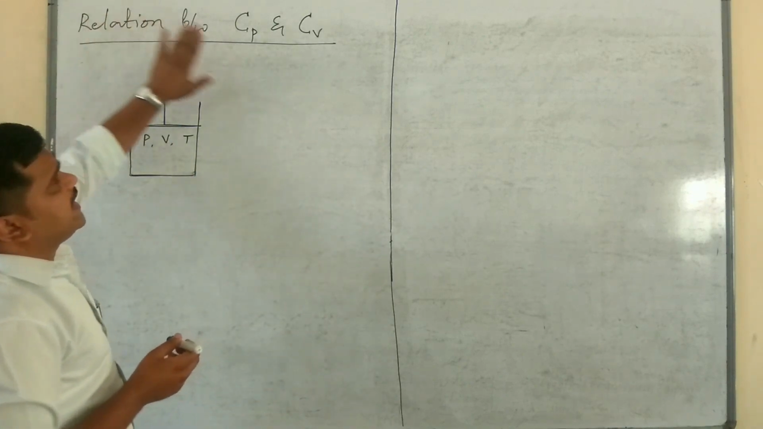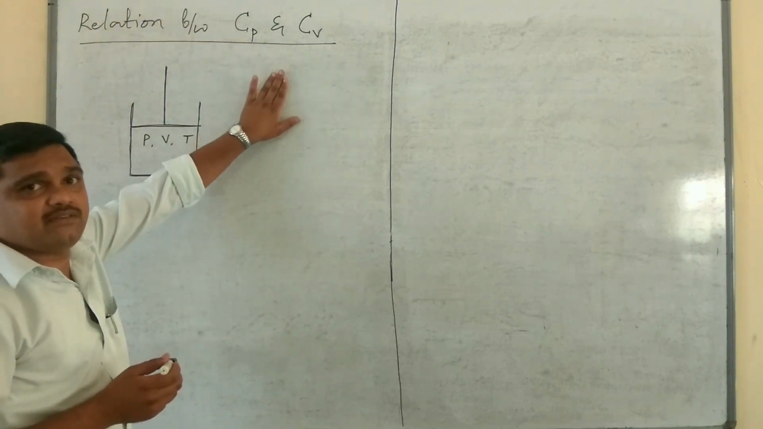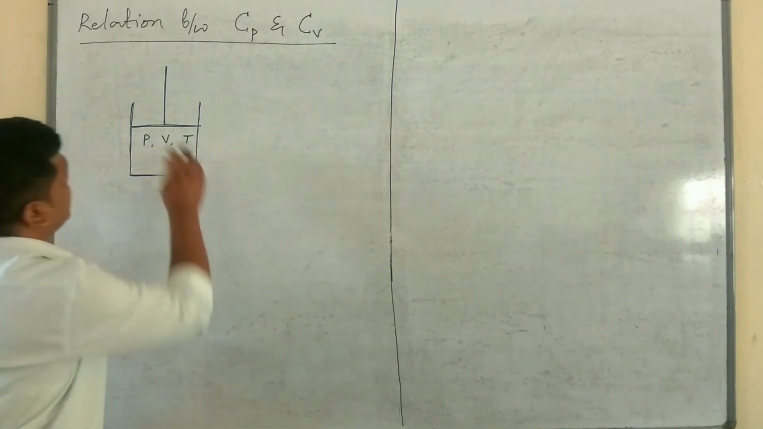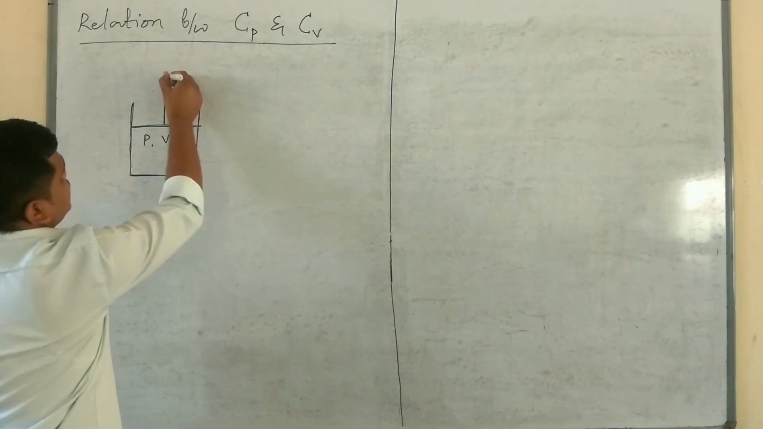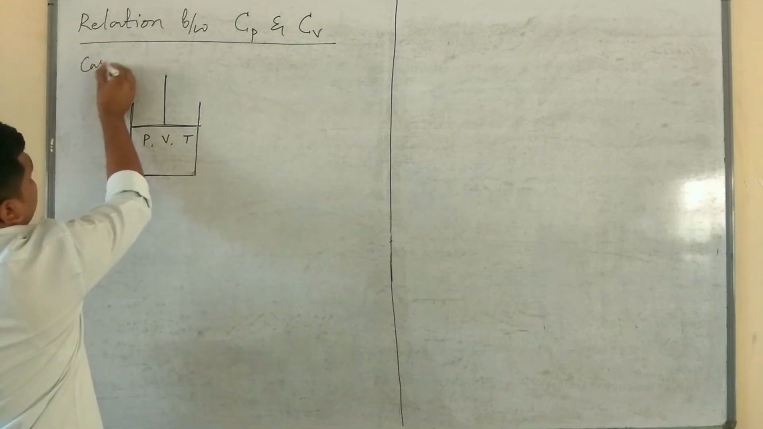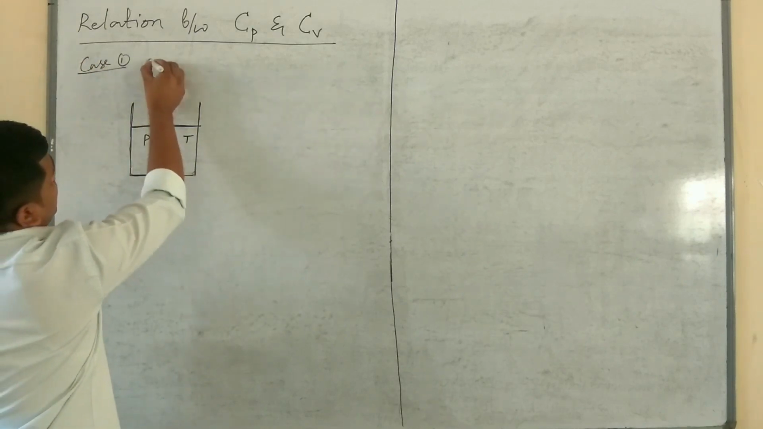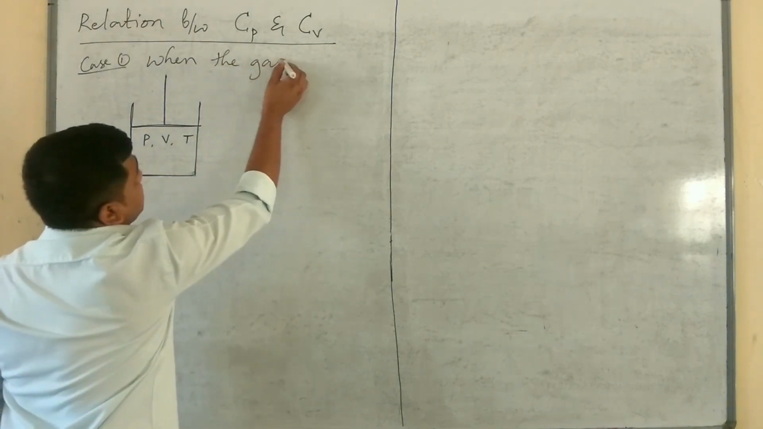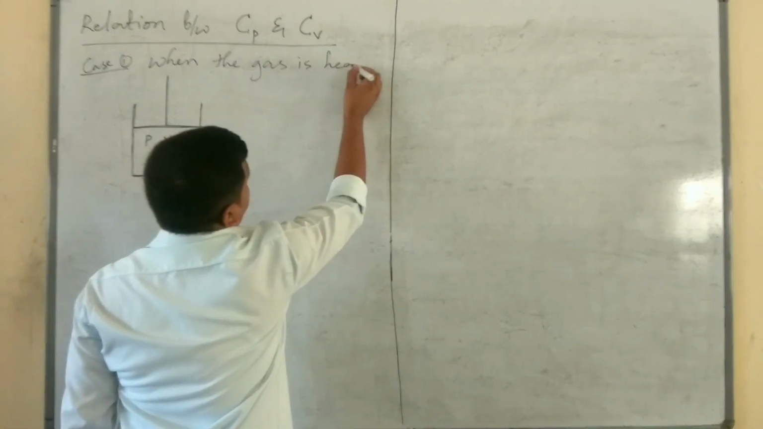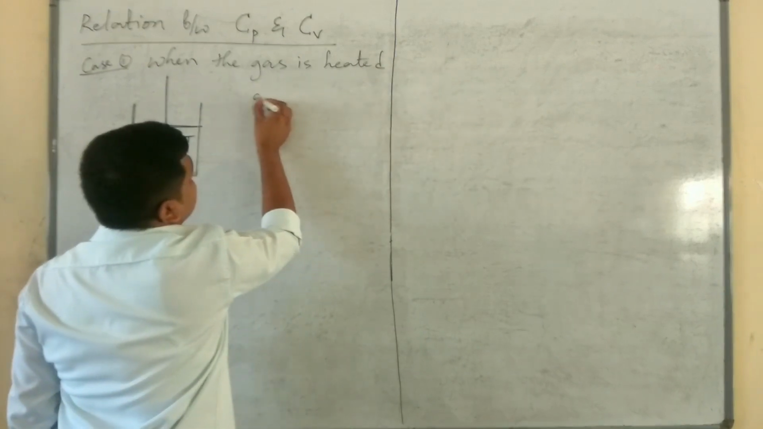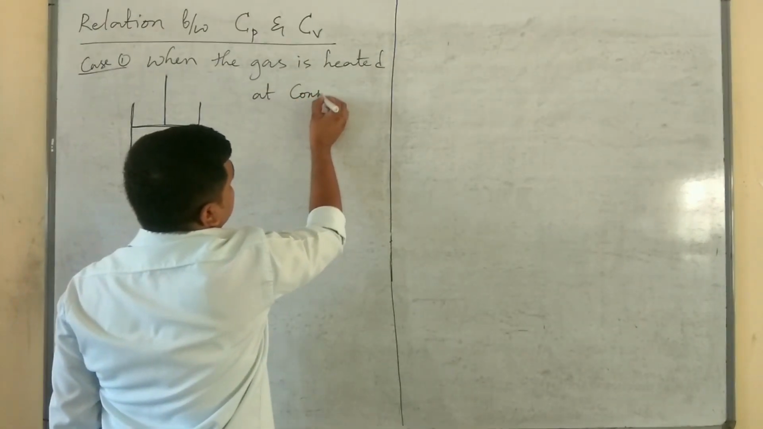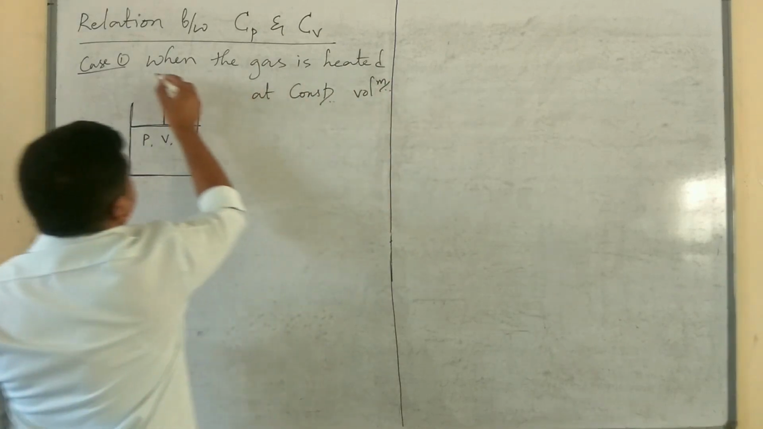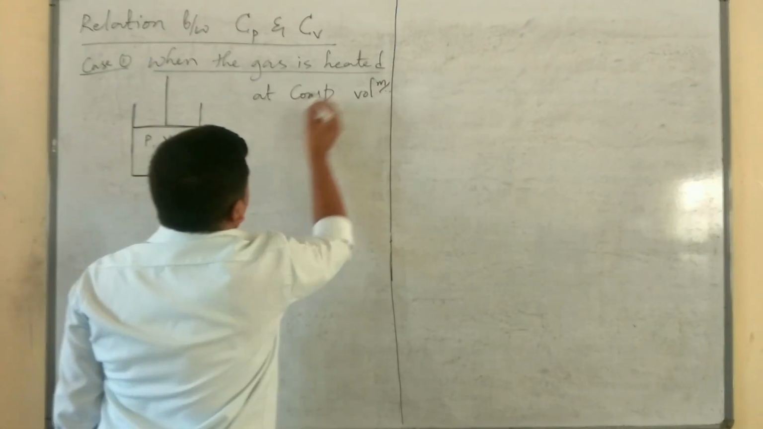To get the relation between Cp and Cv, as these are two separate terms, let us consider two situations. Case 1: when the gas is heated at constant volume.